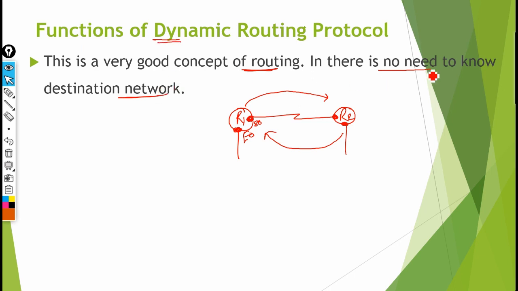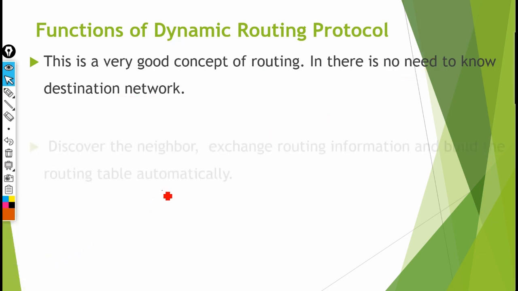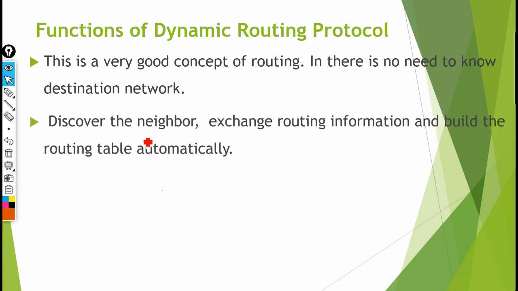So you don't need to know the destination network for the configuration in dynamic routing. Make sure that's very important. Moving ahead, in dynamic routing the routers discover the neighbors, exchange the routing information, and build the routing tables automatically, because it has the dynamic algorithm. Using that, it will do all these operations.